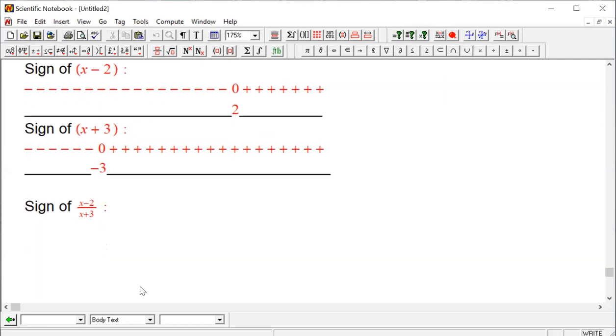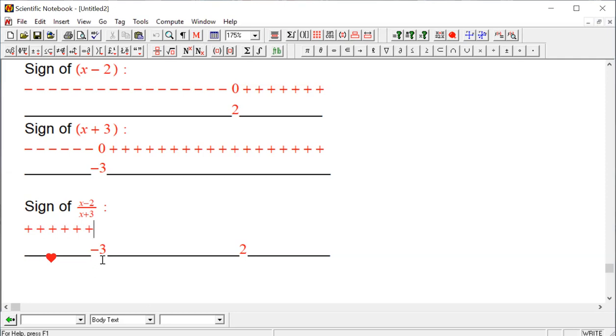So we get the sign of x minus 2 over x plus 3. When we look at the number line, we have negative 3 here and 2 here. Now, when we pick a number less than negative 3, we're doing a negative divided by a negative. Negative divided by negative, of course, gives positive. That's easy to do.